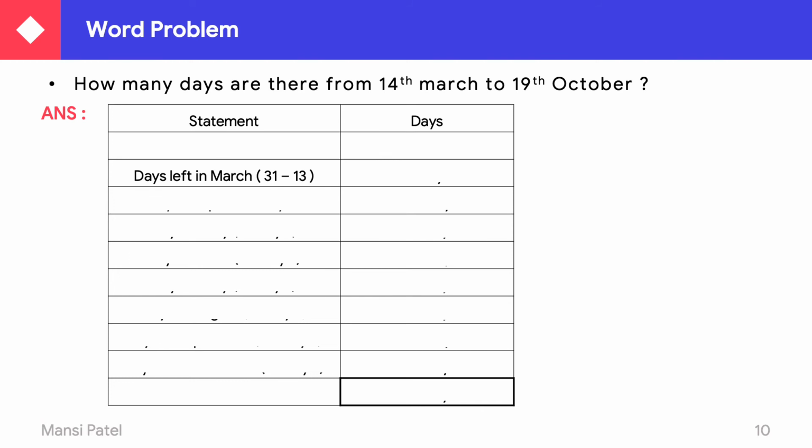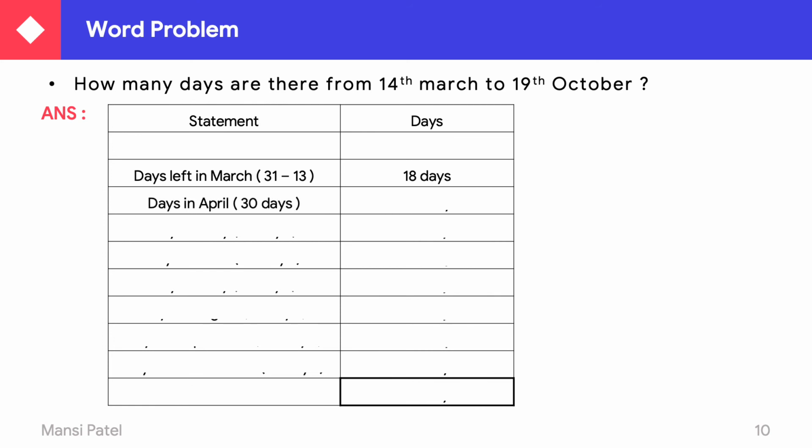See here, in the question they are asking how many days are there from 14th March. So from 14th March means you have to include 14th March. So before 14th March how many days are there? There are 13 days. So just do the subtraction, 31 minus 13. That is 18 days.